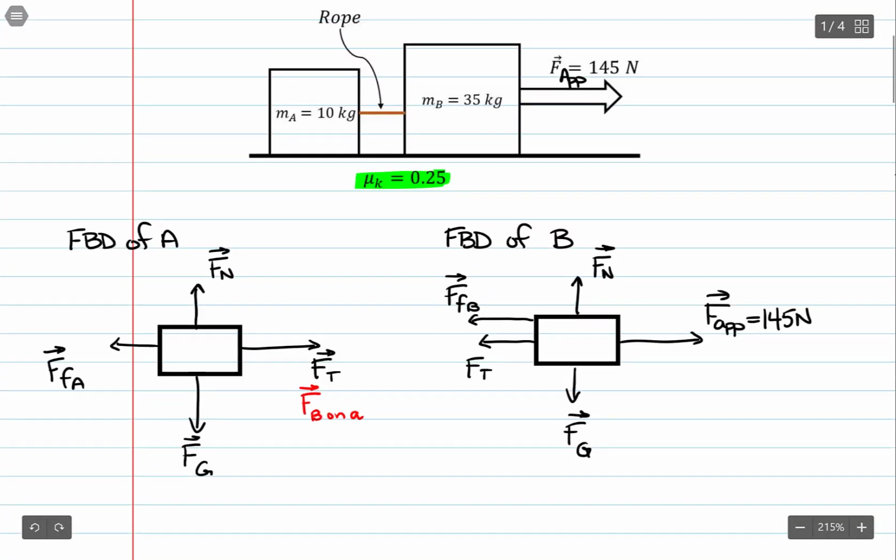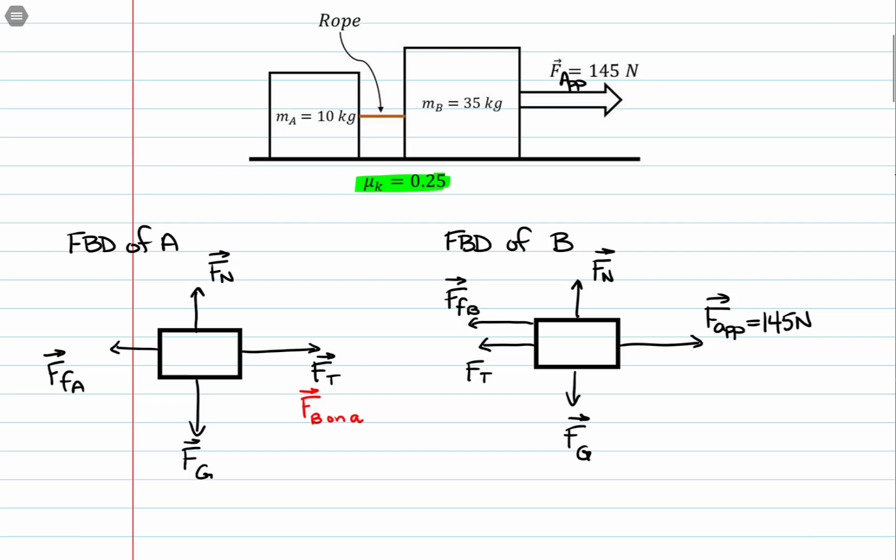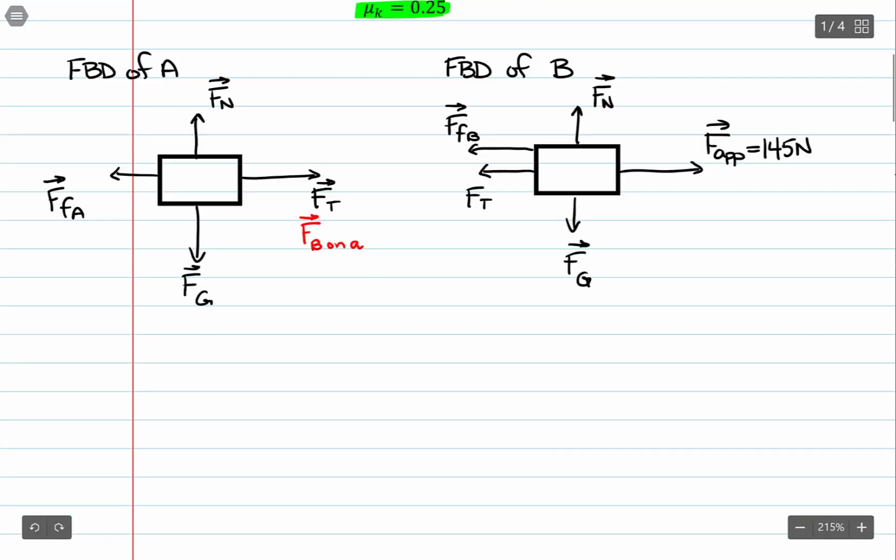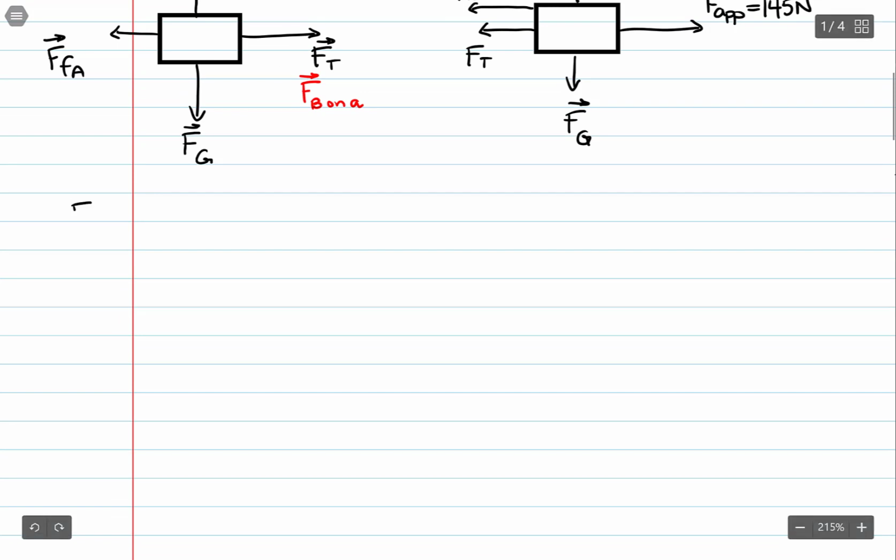Now, if we're looking for the acceleration, the easiest way to find this acceleration is to look at the combined system, or the system as a whole. So we actually have two boxes with a total mass of 45 kilograms being pulled by a force of 145 newtons. And we have on this combined system some type of friction that is going to be acting to oppose this applied force. So what I want to do is draw the free body diagram of the system. And when we do that, we have one single box.